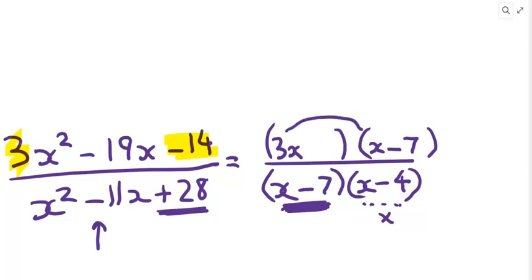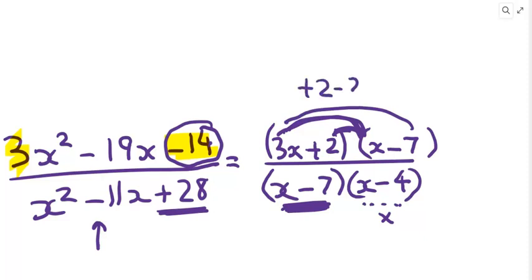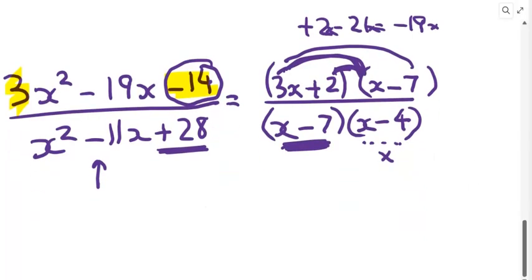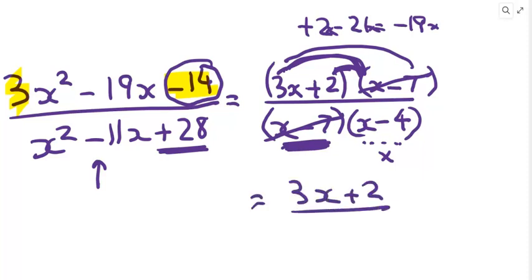We can see that we get 3x squared here. To generate the minus 14, I'm going to have a plus 2 here. So let's check if it works. We've got 3x squared plus 2x minus 21x. So plus 2 minus 21 does give me negative 19x. So that's great. So we're done. Except we haven't finished simplifying because now we have a lovely common factor in the numerator and the denominator. So we're going to divide through by x minus 7. And my final answer is going to be 3x plus 2 over x minus 4.